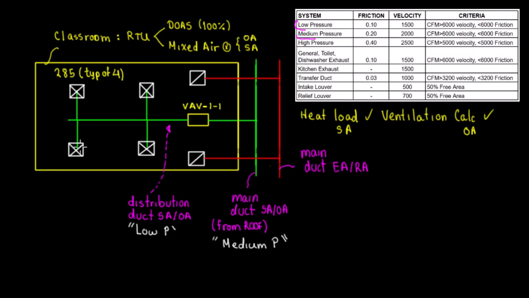So that's why it's 285 typical of 4. So that means that every diffuser has 285 CFM. And otherwise, you're going to have to put 285, 285, 285, 285. So it's not a good idea. Now that we have that, see, 285, what we're going to do is, what is the VAB size? Because based on this CFM, you need to size this ductwork, okay? So let's start with this.